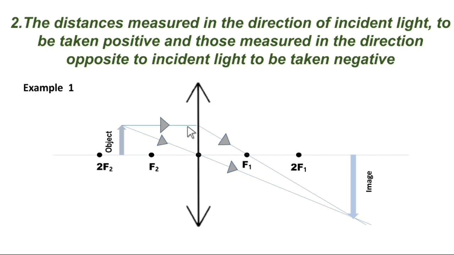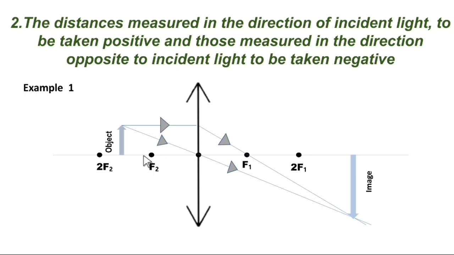We know that all distances should be measured from optic center. Now tell me where to measure the object distance from. Yes, you are correct. We need to measure object distance from right to left. Here we are measuring object distance in the direction opposite to the incident light. So object distance is negative.